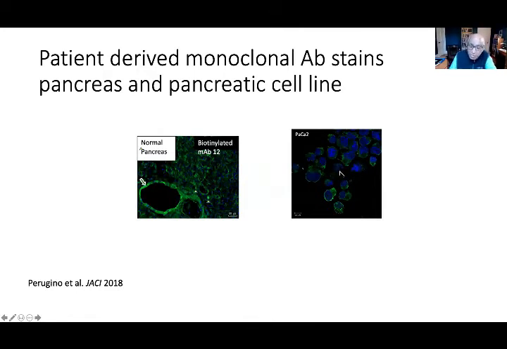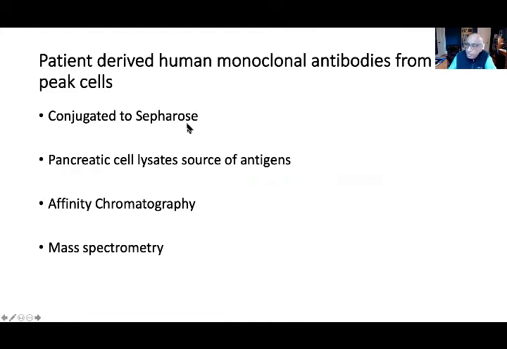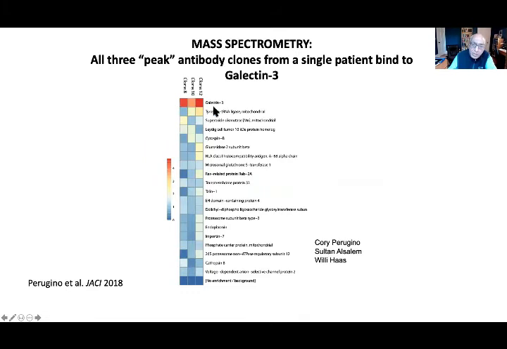So then it's easy to try to purify it. It's fairly simple to take the antibody, conjugate it to Sepharose, make a lysate of pancreatic cells as a source of antigen, do affinity chromatography, and do mass spec. And this is what the mass spec shows us. There's always some noise, but you can see in all 3 clones that we pulled, the peak antigen picked up was galectin-3. So we now know that in a subset, only about 1/4 or 1/3 of patients with IgG4-related disease, galectin-3 is an antigen.